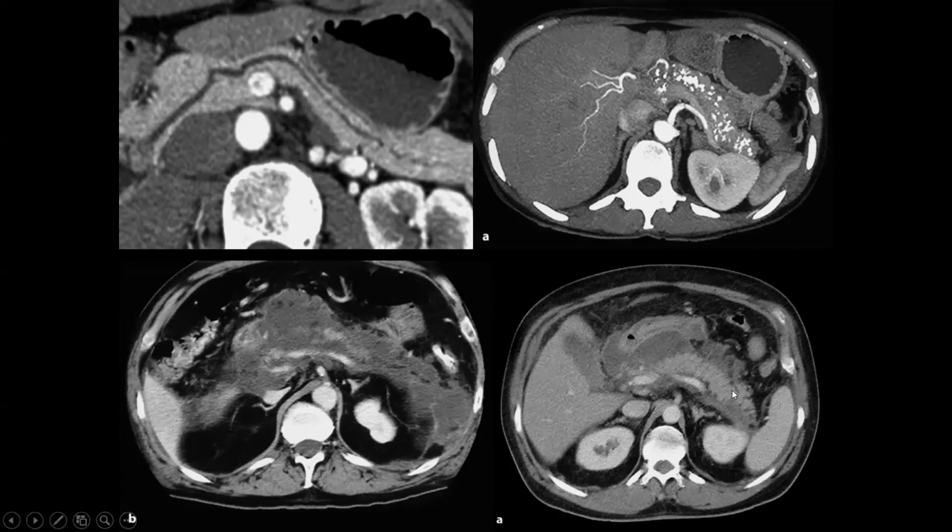So if you look here, here's a patient with acute pancreatitis. You can see the pancreas, and around the pancreas there is fat stranding and fluid collection around the pancreas. So this is a case of acute pancreatitis.